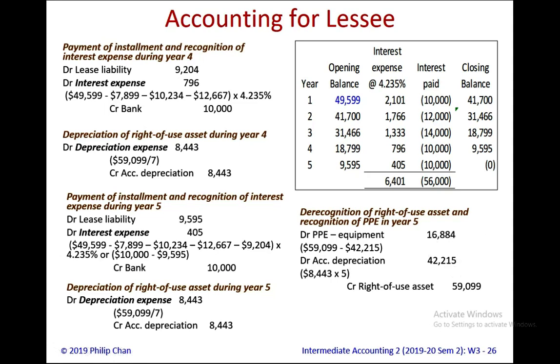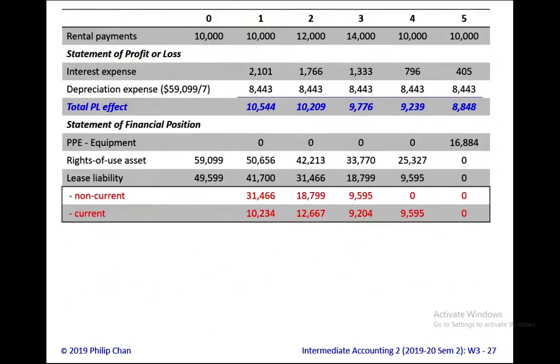So the difference becomes your PPE, equipment, of 16,884. And then after year 5, the lessee can use this asset for another 2 years. So by then, we would use this number divided by 2 to prepare the depreciation entry for years 6 and 7. Okay? So let's have a quick look at what happened on the statements of profit and loss as well as the statements of financial position.